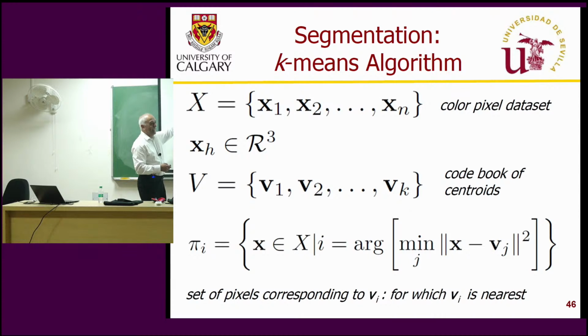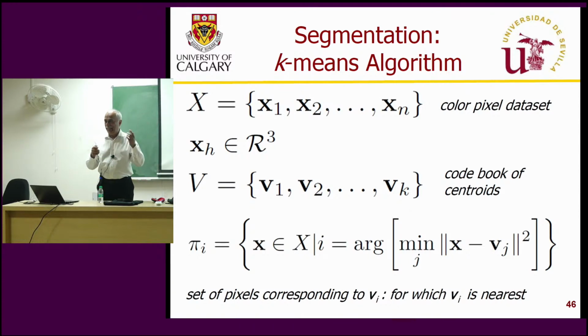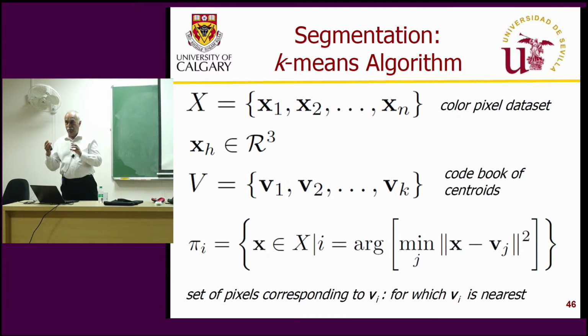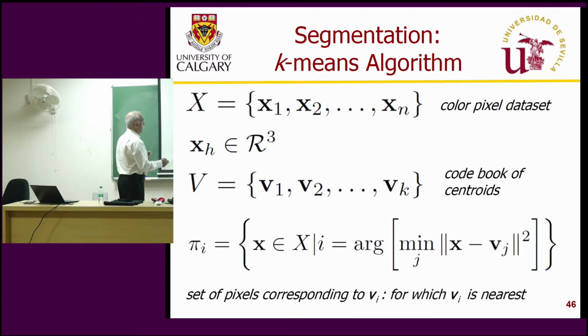Now I'm talking like our colleagues, R3, R2 and all that. I usually don't use this, I say in the 3D space of RGB, but in the R3 space, V is a code book of centroids for however many regions you want the output to represent, V1 to Vk. And this is a set of pixels corresponding to Vi, x belonging to this capital X, such that the argument is given by the minimum of x minus Vj squared. That is, compare each one to each one of these and take the minimum. And that is the class.